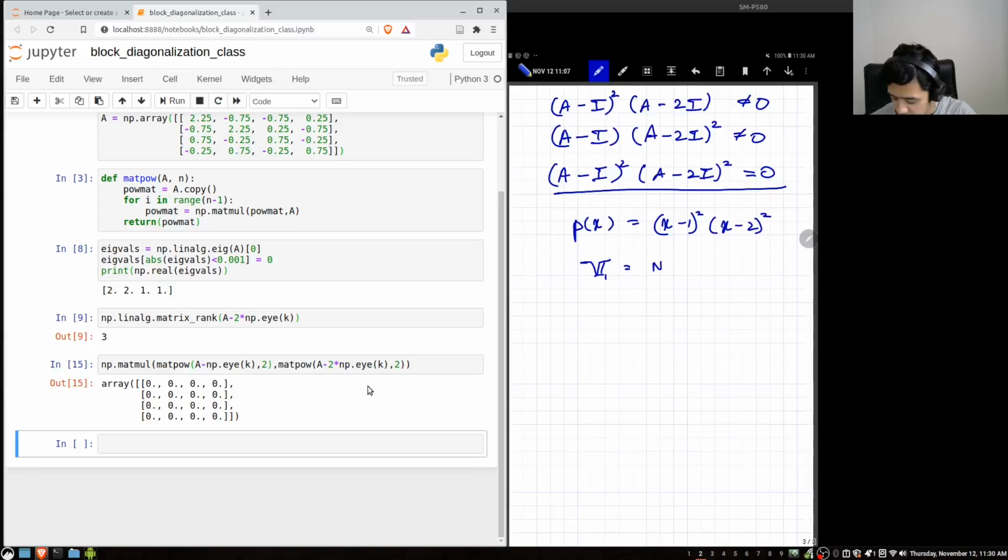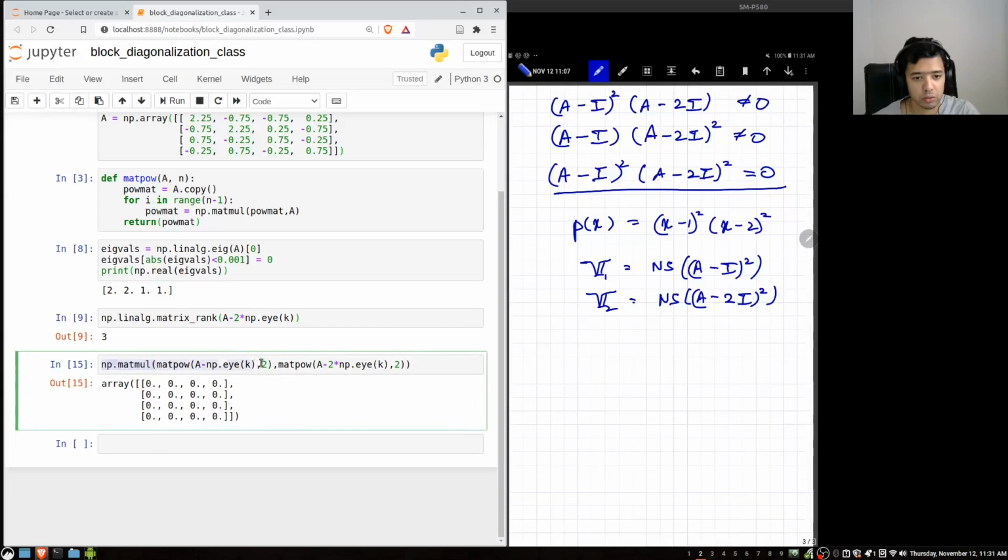V1 is the null space of (A - I) squared, and V2 is the null space of (A - 2I) squared. Right? So let's try to compute the null spaces of these two. Let's first look at (A - I) squared.